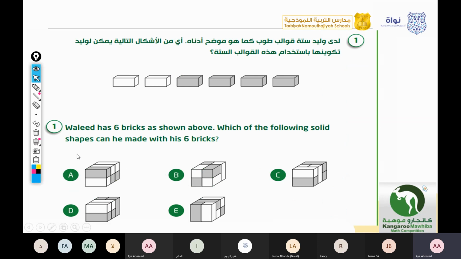Walid has 6 bricks as shown above. Which of the following solid shapes can be made with 6 bricks? Only one of them is true and the others are not true.